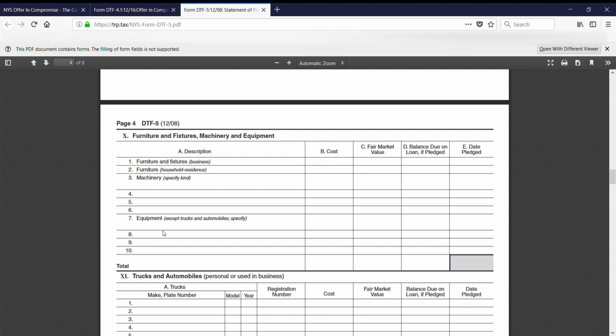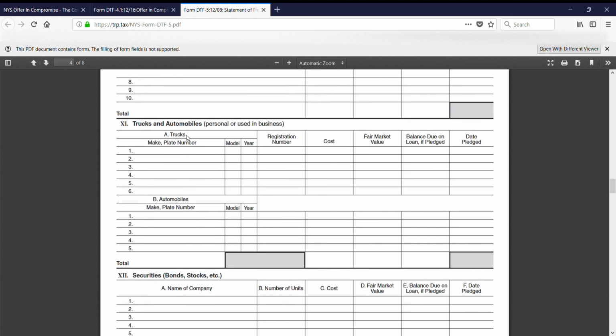Most people are not going to have machinery equipment, but if you do, list them. Trucks and automobiles, make sure to list this in detail. Get your registration number, get your plate number, get all that stuff. If you don't have it, get it before you send it in.